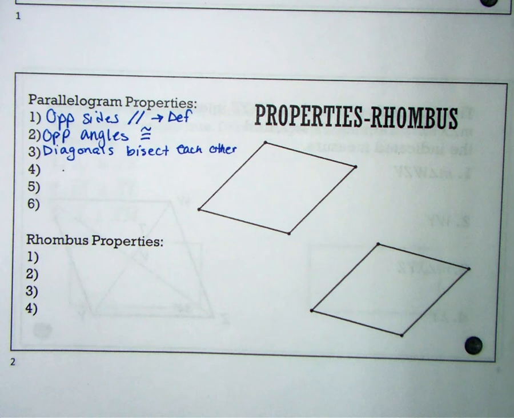The diagonals bisect each other. Both of them are being bisected, because if that doesn't happen, like I said, it's a different shape. Okay, what else?